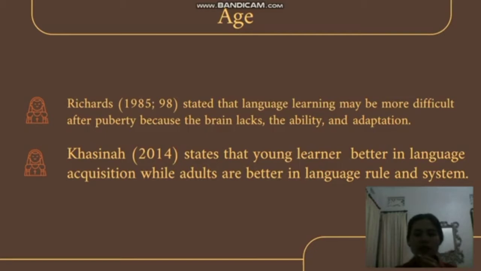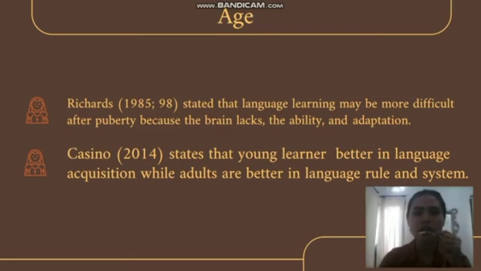In addition, Hasina 2014 states that young learners are better in language acquisition while adults are better in language rules and systems. Adult learners are faster and more efficient while young learners achieve more over long periods of language learning. It shows a difference in learning speed and achievement. In conclusion, the language learning process in adults and young learners has advantages and disadvantages.